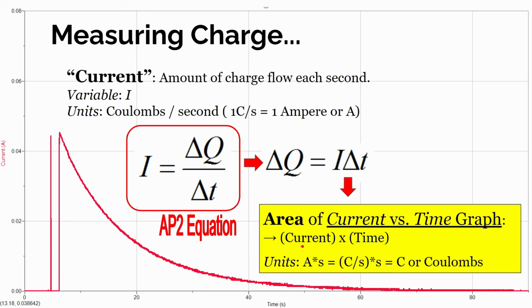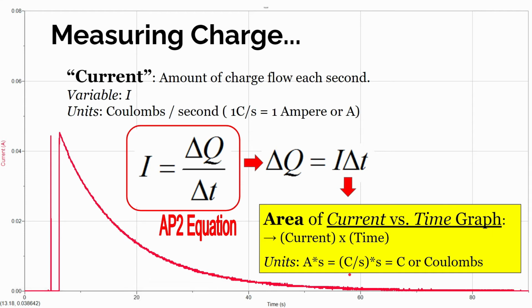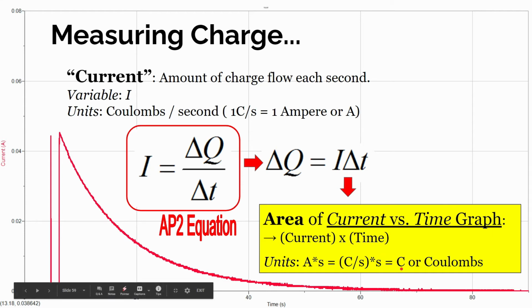So the area gives us current times time, and we said that's charge. Now let's think about what the units of this area are. Well, you'd have the units of the current, kind of the height of this, that's amps or coulombs per second. And the width is some amount of time in seconds. So coulombs per second multiplied by seconds. The second units cancel, and the units of the area just turn out to be coulombs, which is some amount of charge, and that's what we're actually after.